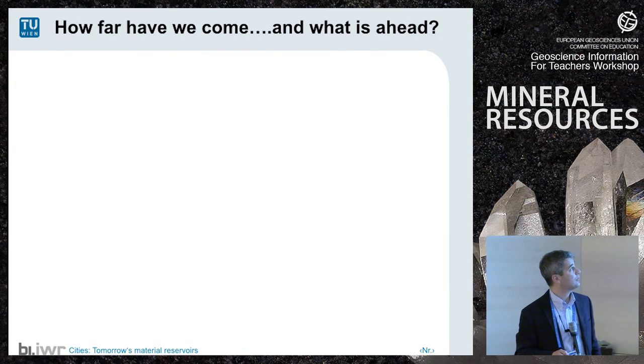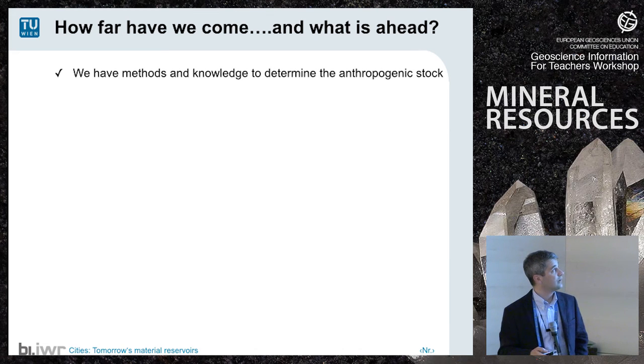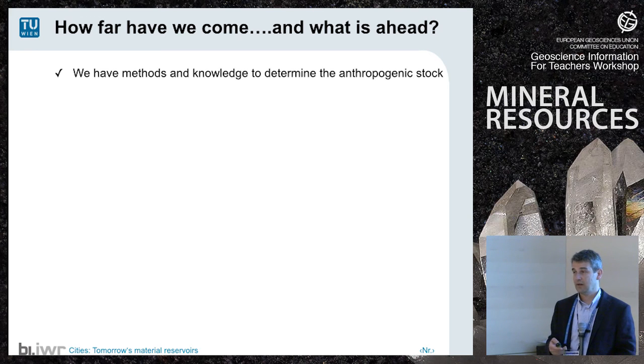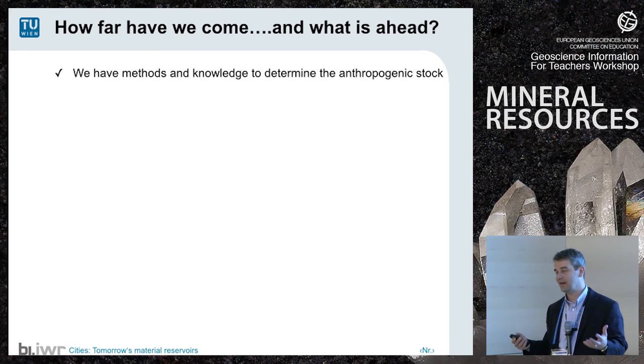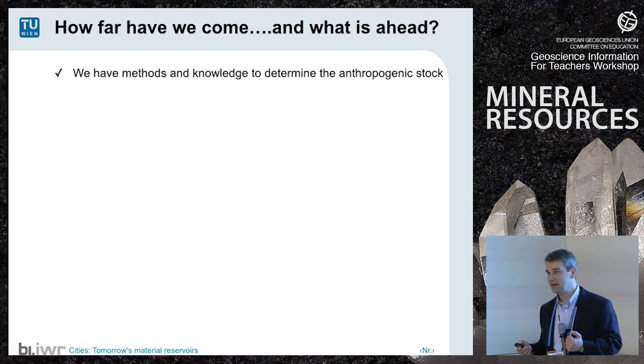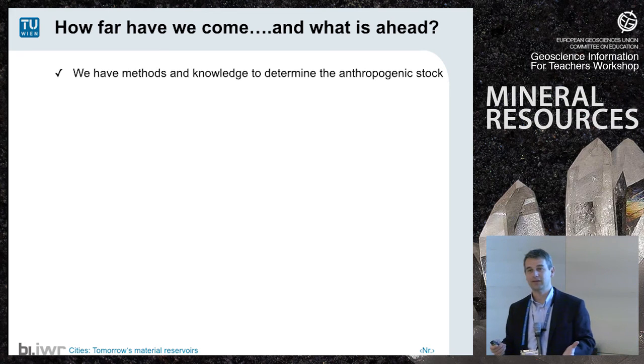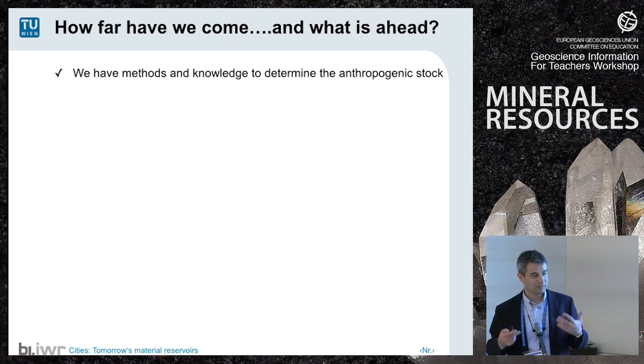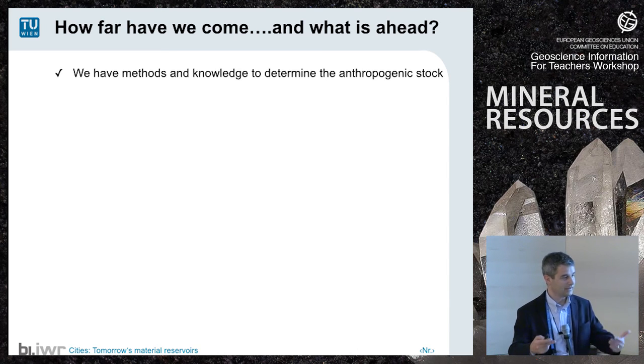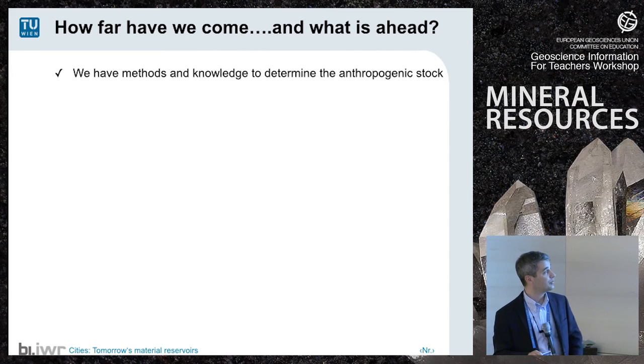So how far have we come? I think we now have quite good methods to determine the anthropogenic stock. We have demonstrated that the method is available. It's just an issue of how many case studies you are willing to investigate. I mean, we did it now for 20, but we could do it also for 50 or so. It's just a question of how much labor you want to invest in it, but it's possible to determine this stock.